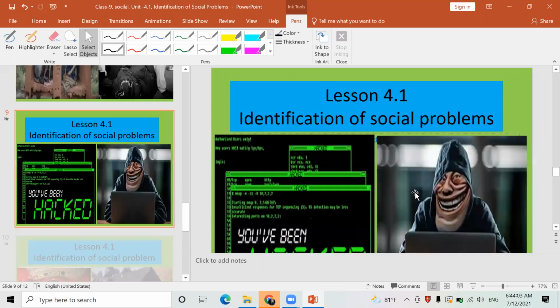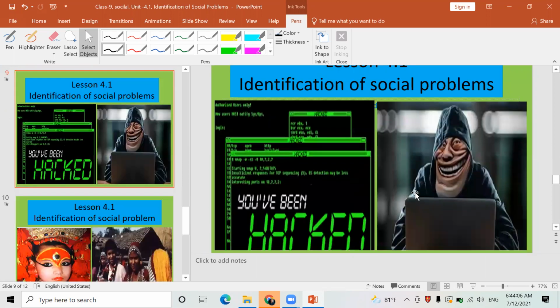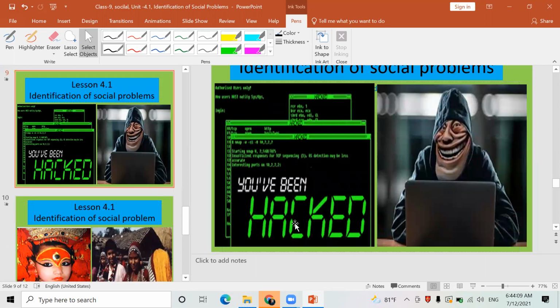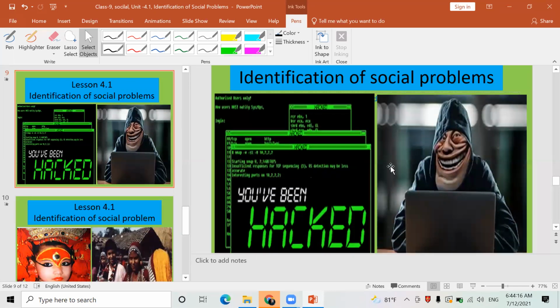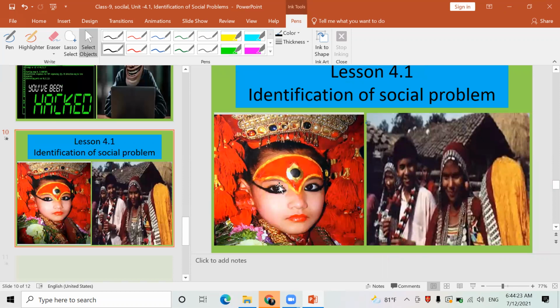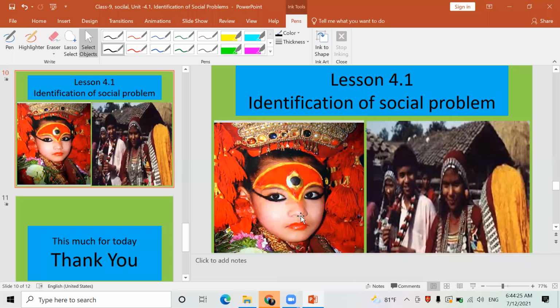Now, the next picture belongs to cybercrime. Look here, your hacker is here. The message says you've already been hacked. The hacker looks so horrible and terrible, and this is one of the modern social problems existing in Nepal. And now the last picture belongs to the Deuki system. I don't think that I'm wrong. In Deuki, a baby girl, a small girl, a young girl whose period hasn't started, is offered to the temple by her parents.